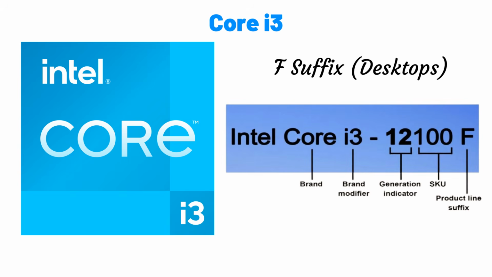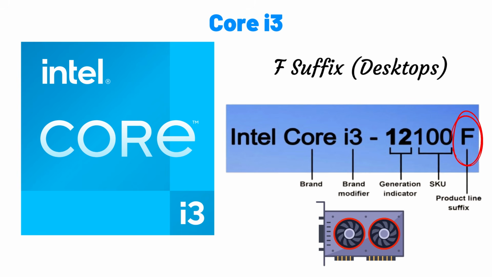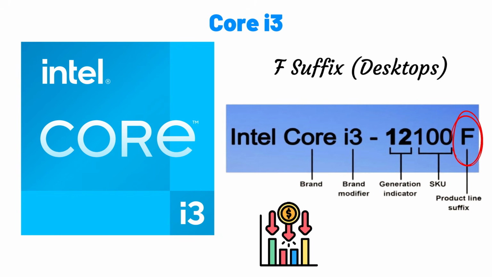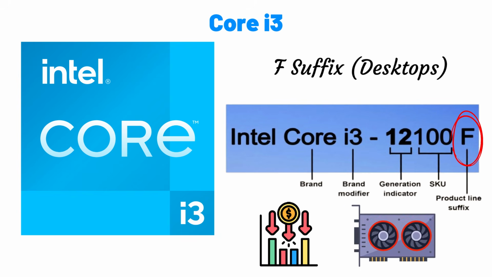F suffix, desktops. On desktop models, the standard core processors include built-in graphics, but some versions have the F suffix. This means those chips do not have integrated graphics at all, so you absolutely need a separate graphics card in your PC. The good thing is, these F models are usually a bit cheaper, making them a smart choice for a budget build if you already own a spare graphics card.